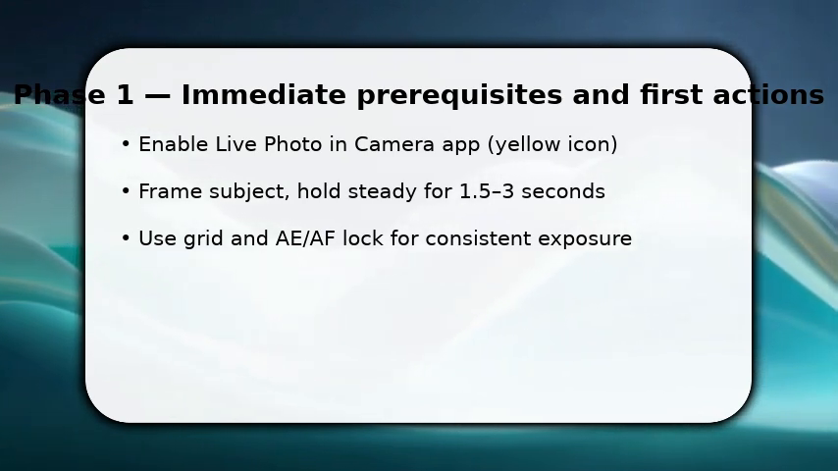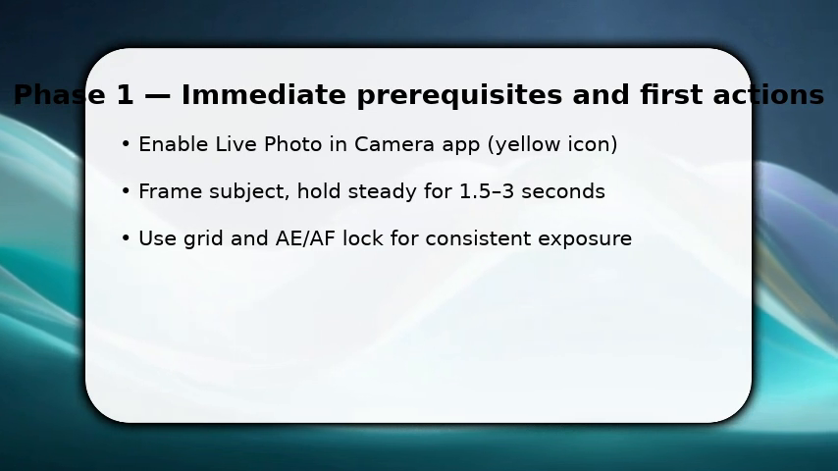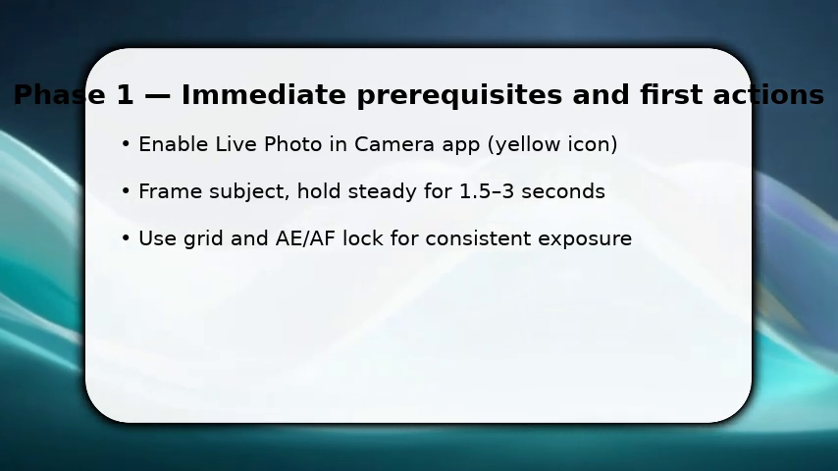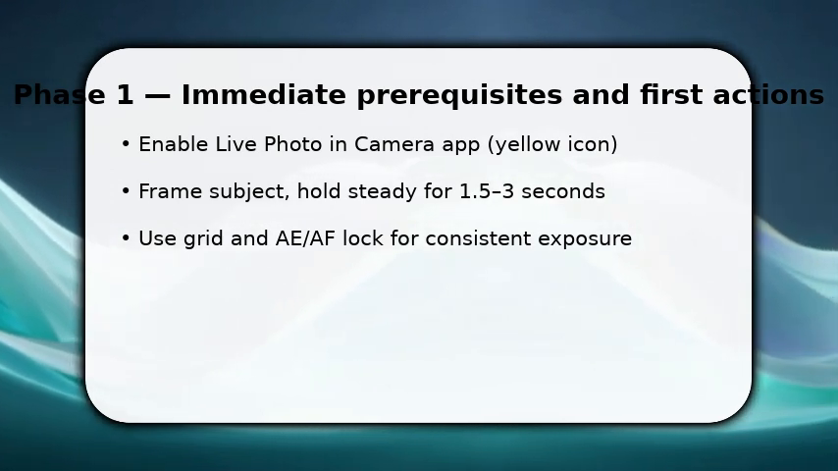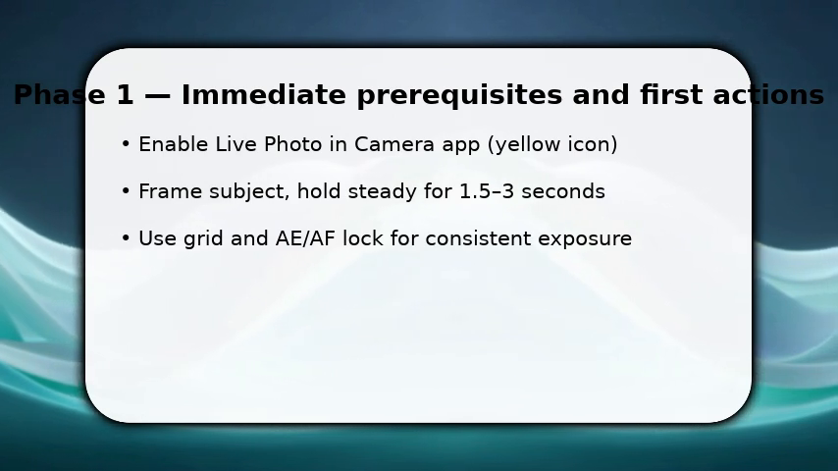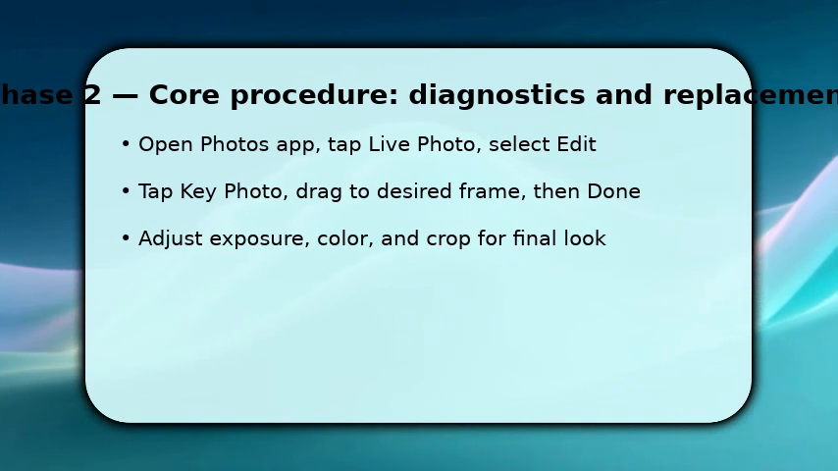That prevents blur. Once you press the shutter, keep the phone steady for about 1.5 seconds so the clip captures the cleanest frames. This step matters because live photos store extra frames that let you pick a better still or make short edits. Next, you open the Photos app and tap the live photo to edit.